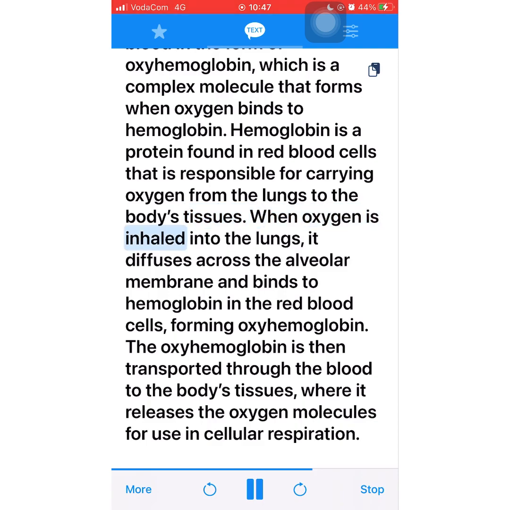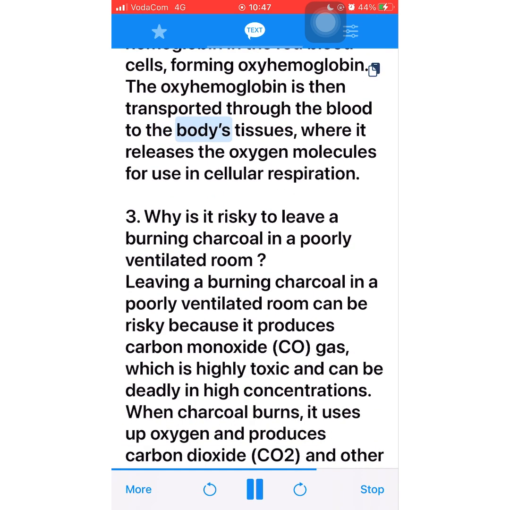When oxygen is inhaled into the lungs, it diffuses across the alveolar membrane and binds to hemoglobin in the red blood cells, forming oxyhemoglobin. The oxyhemoglobin is then transported through the blood to the body's tissues, where it releases the oxygen molecules for use in cellular respiration.